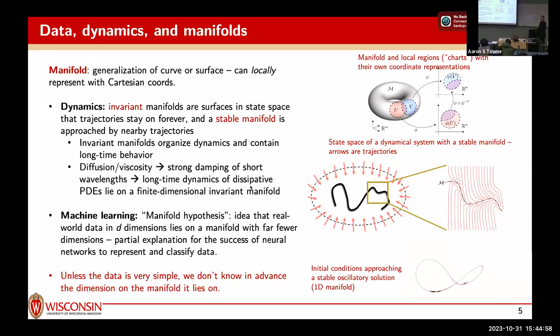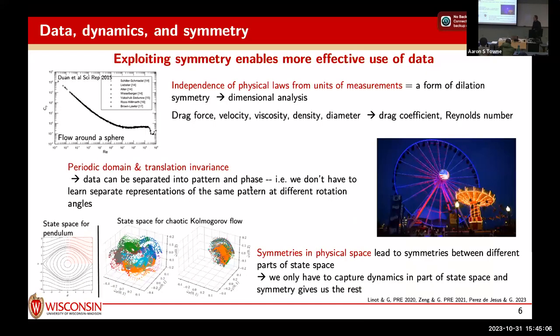Eventually the manifolds will be in too many dimensions to draw pretty pictures of. All right. So the other thing that we want to take advantage of is symmetries. One thing about data-driven methods is that you want to use your data efficiently. And so you want to be smart about how you use the data, and exploit various types of symmetry to make better use of it.